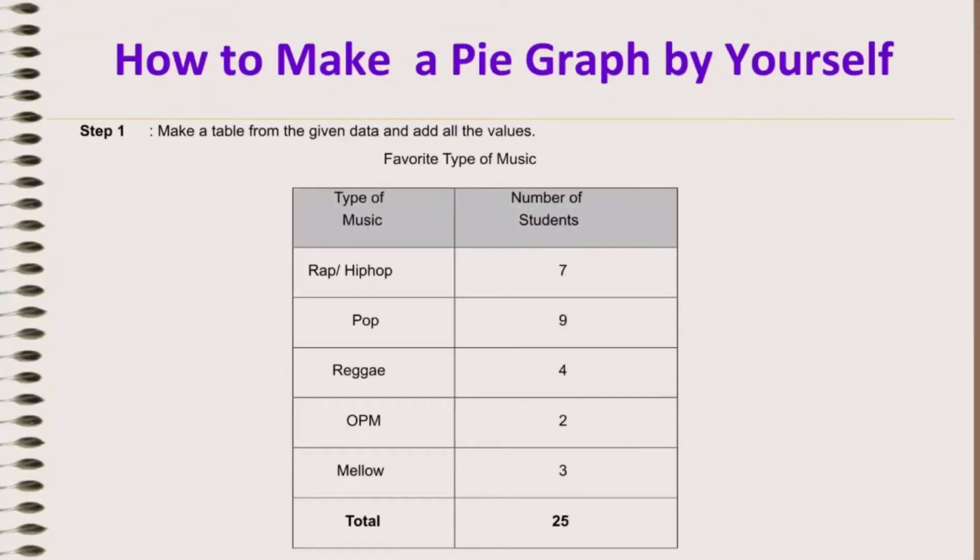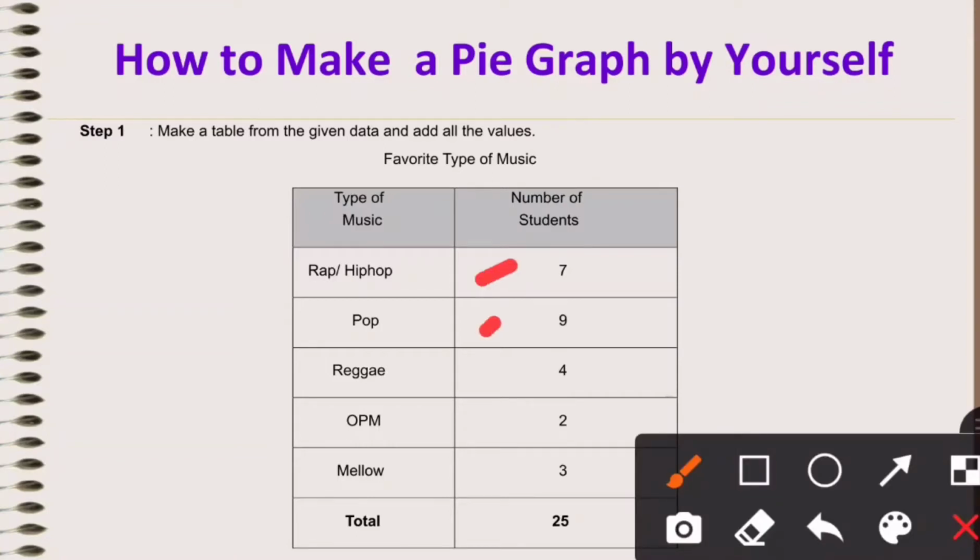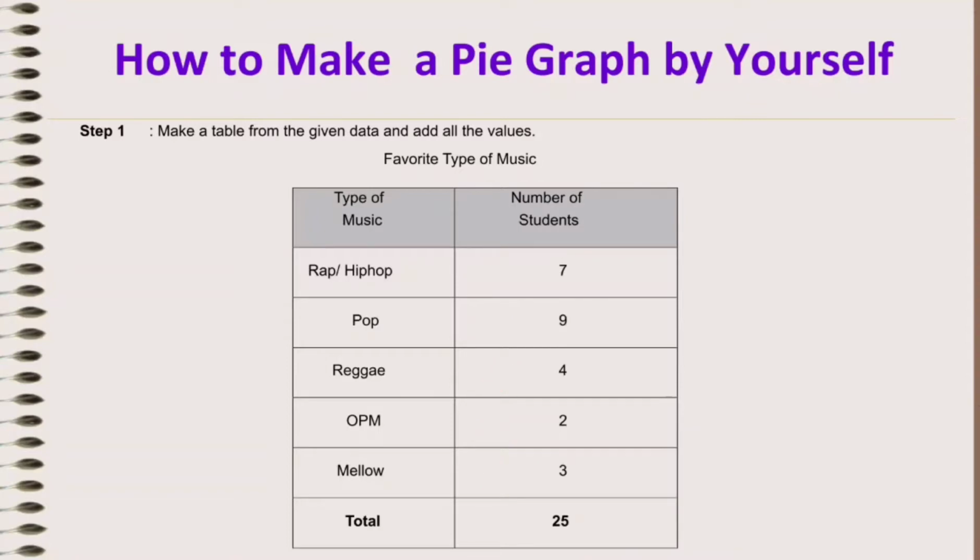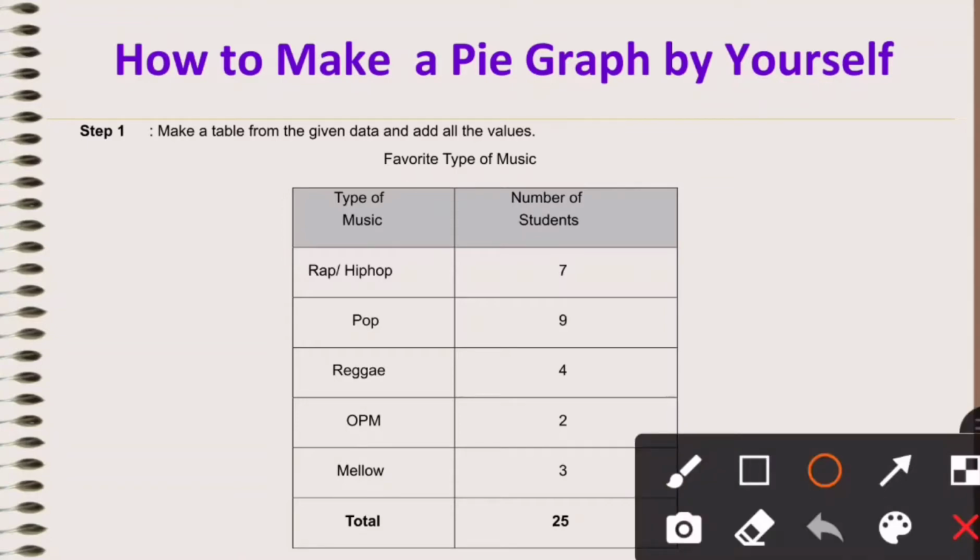How are you going to make a pie graph by yourself? First, make a table from the given data and add all the values. Get the sum of those responses. 9 plus 7 is 16, plus 4 is 20, plus 2 is 22, plus 3 is 25. So the total responses is 25. Again, you must add the frequencies.